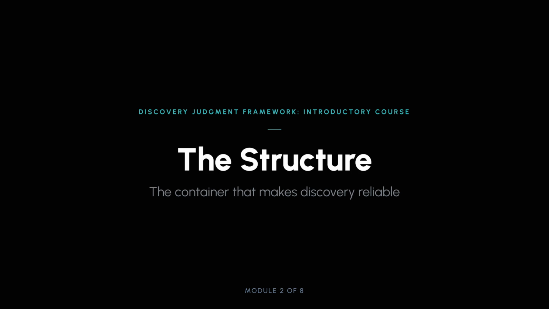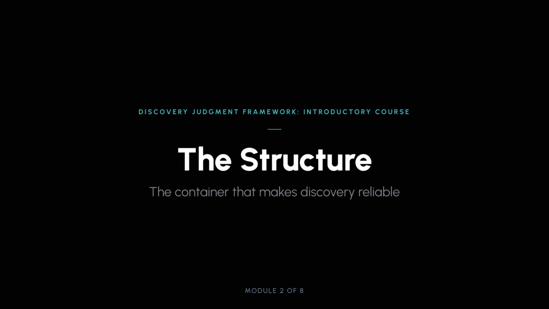This is Module 2, the structure. In Module 1, we made the case for why discovery needs to change: the paradox, the electricity insight, the architecture of the whole framework. This module takes the first of the two foundational layers, the structured process, and gives it a shape you can hold.